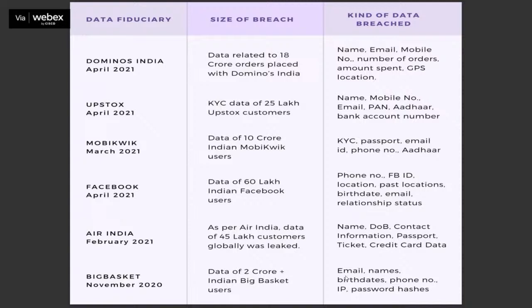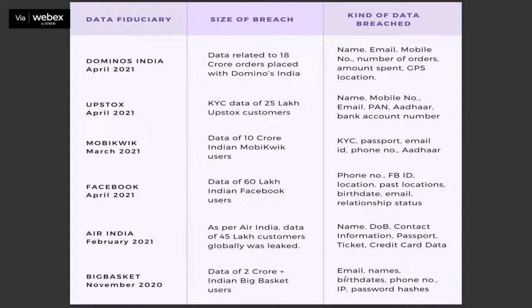And then the most famous one, which we all are using, that is Facebook. Yes, a data breach also happened with Facebook in April 2021, where data of 60 lakh Indian Facebook users were breached. It includes your phone number, your Facebook ID, your location where you are sitting and where you had visited in the past, your birth date, your email, and your relationship status. And then a data breach happened with Air India in February 2021.